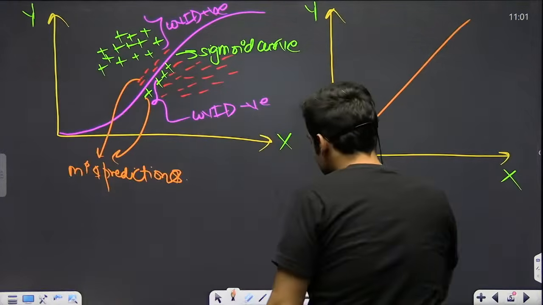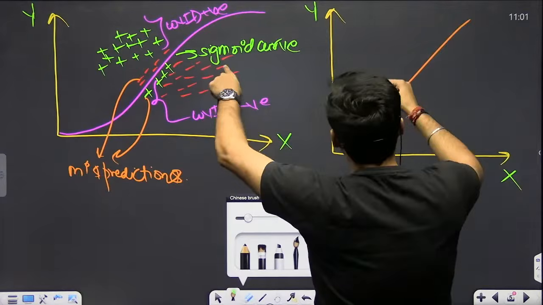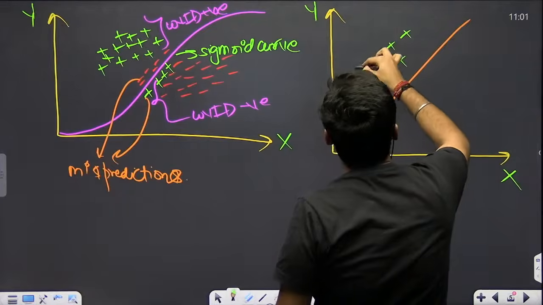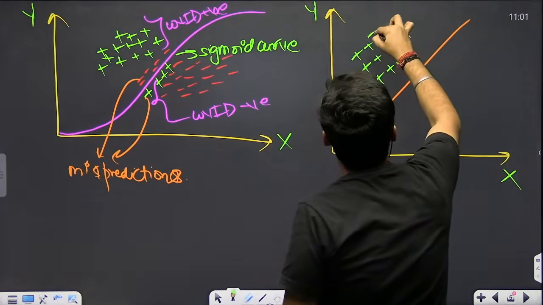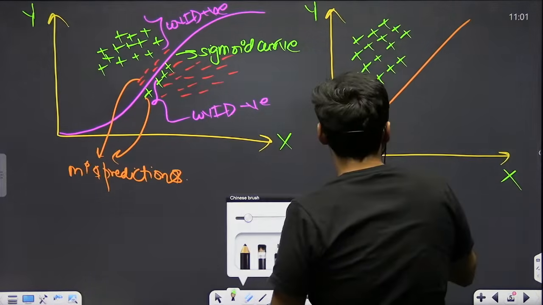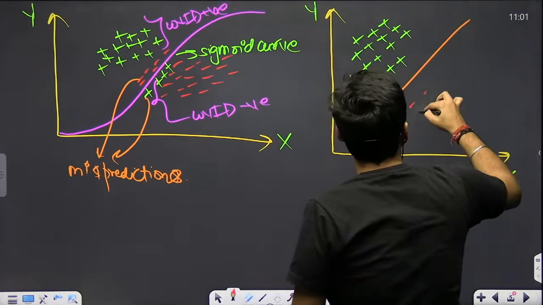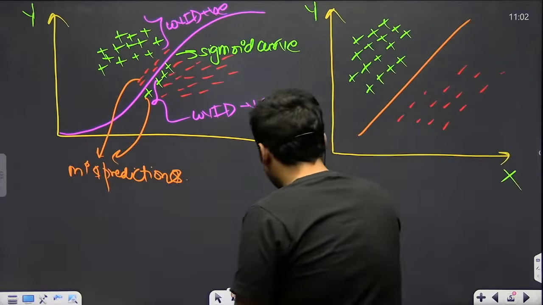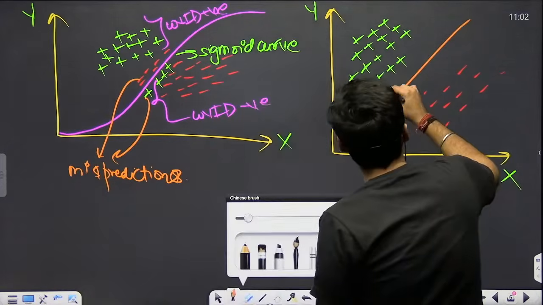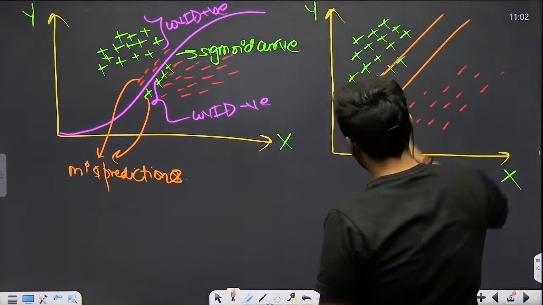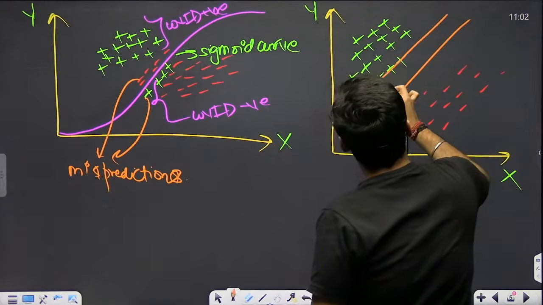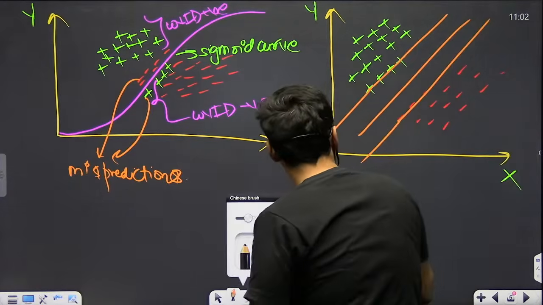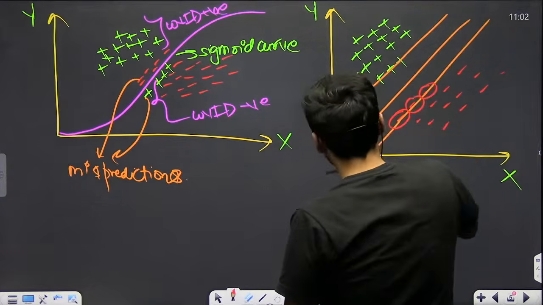Now along with this, for example, we have this positive class as I have drawn here, and we have a negative class. For example, this is the COVID negative class. Now along with this hyperplane, it would also draw support vector planes.